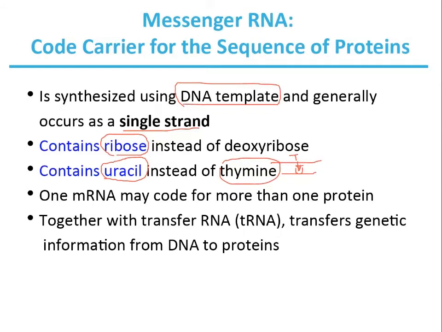One mRNA may code for more than one protein. Yes, one mRNA can code for more than one protein. We call it polycistronic, as I will show you in the coming slides. Together with transfer RNA, mRNA transfers genetic information from DNA to protein. Okay, this process we call transcription and translation.